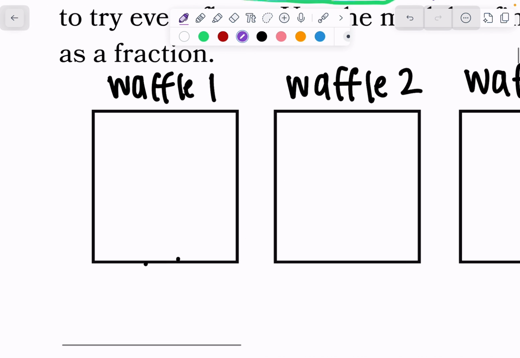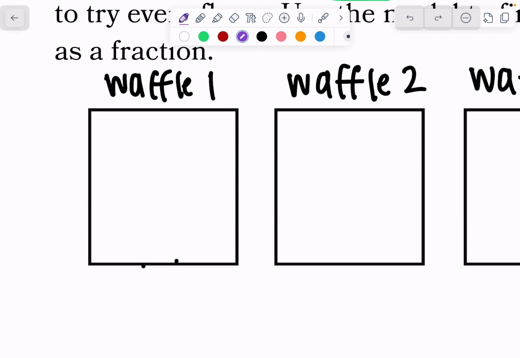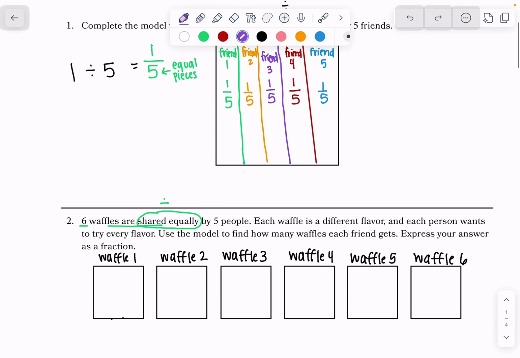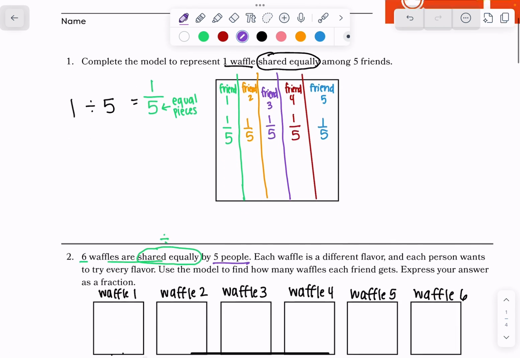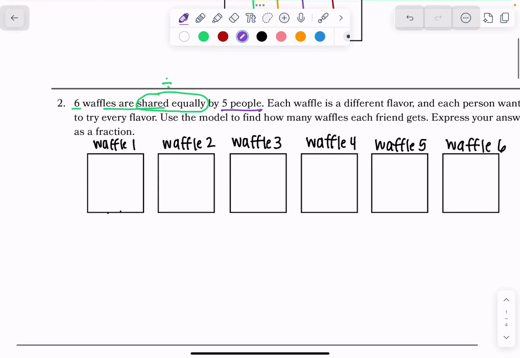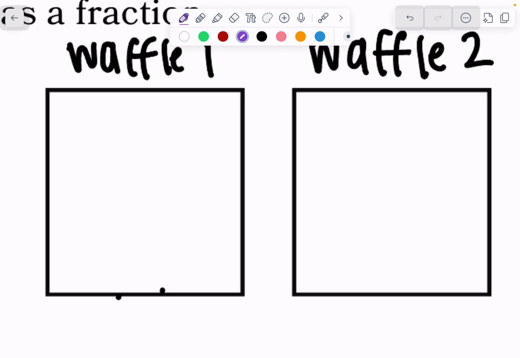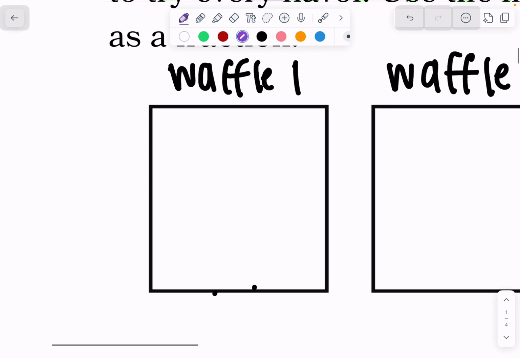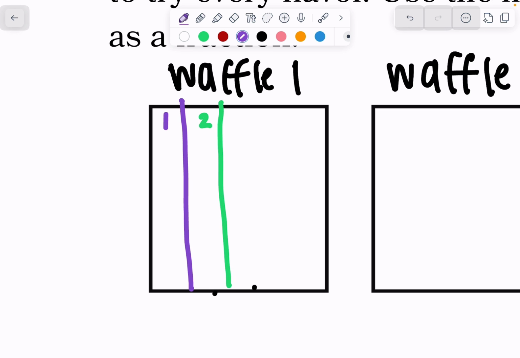But the way we're going to do this is we just need to figure out how to split up the first waffle. Oh no, I deleted something. And if we look up here, we're doing basically the same thing. You're going to want to make sure 5 people get 1 taste of each waffle. So this could be friend number 1, friend number 2, friend number 3, friend number 4, and then friend number 5.